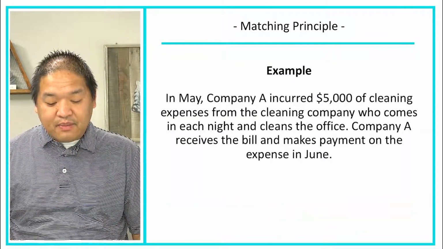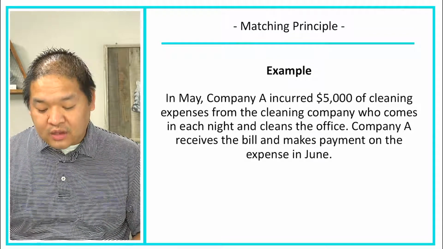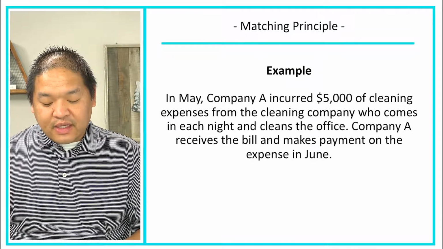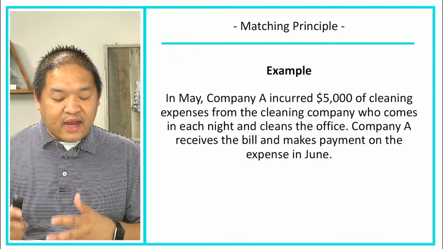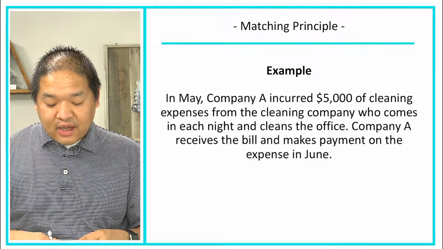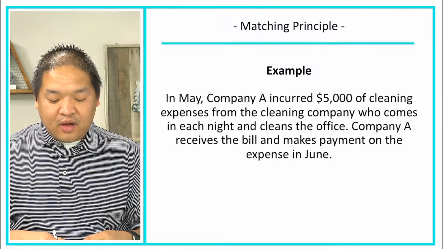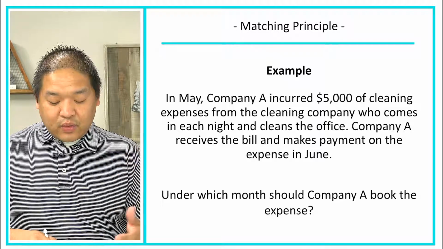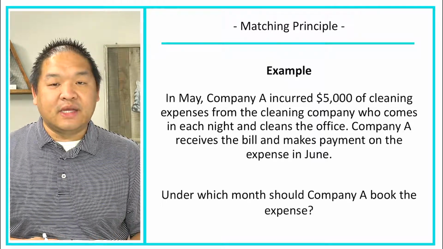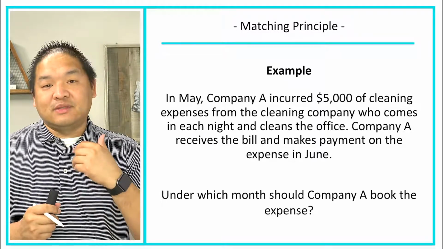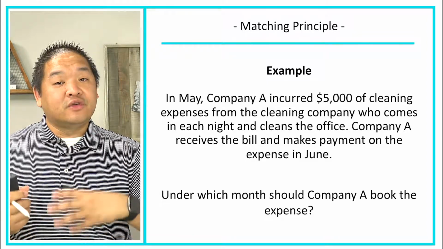So the first example here, in May, company A incurred $5,000 of cleaning expenses from the cleaning company, who comes in each and every night and cleans the office. Company A receives the bill and makes payment on the expense in June. Under which month should company A book the expense? Well, again, we're looking at when did the expense actually happen, and if there's a revenue component.